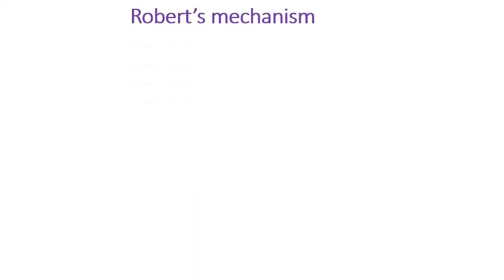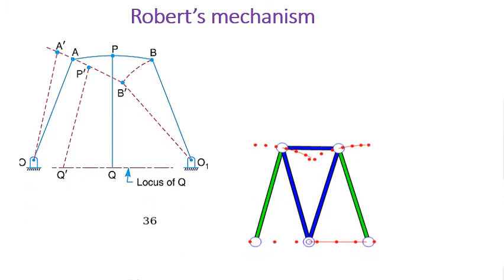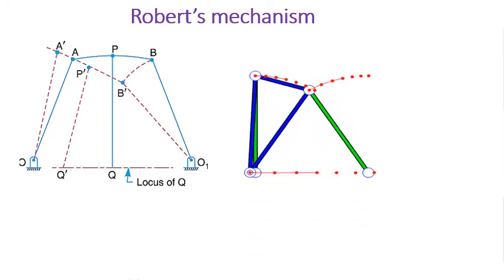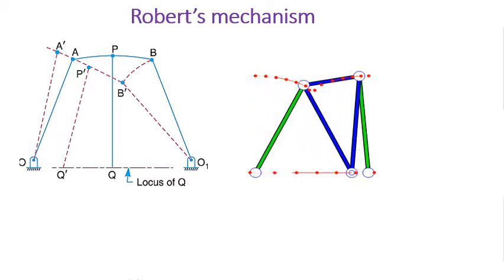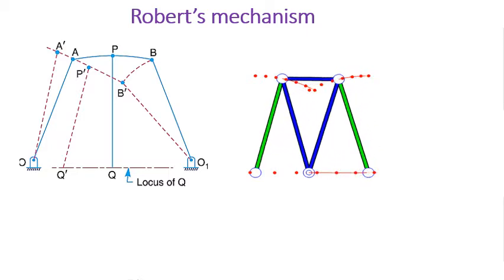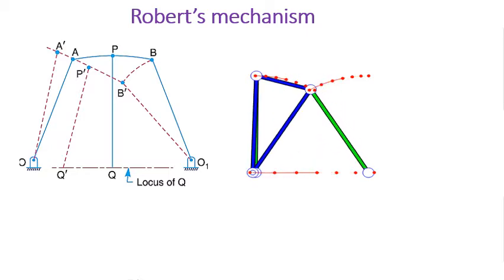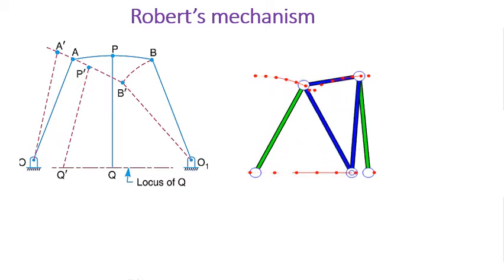So next one, under approximate straight line motion mechanism. Roberts mechanism is one of the important types under approximate straight line motion mechanism. It is also a 4-bar chain mechanism which in its mean position has the form of a trapezium. The links OA and O1B are of equal length and OO1 is fixed.